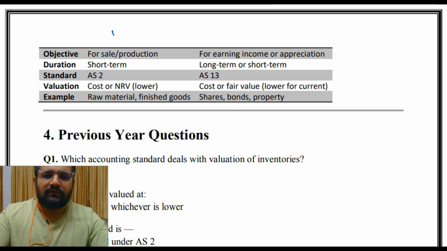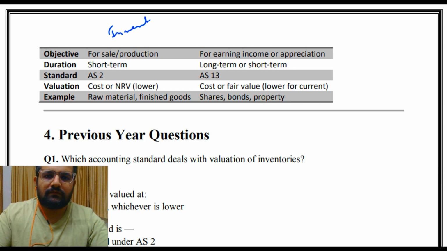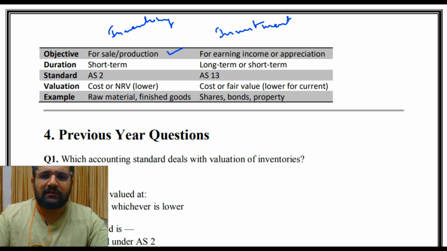Objective: here is your inventory and here is your investment. Inventory is for sale or production, and investment is for earning income or appreciation. Then duration: short duration, long term or short term. Accounting Standard 2, Accounting Standard 13.